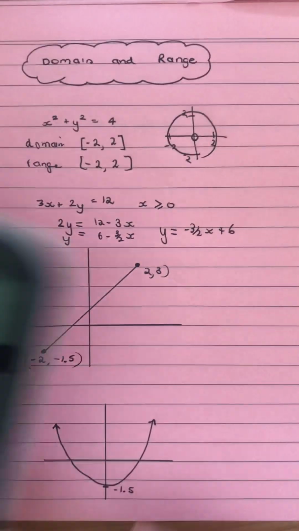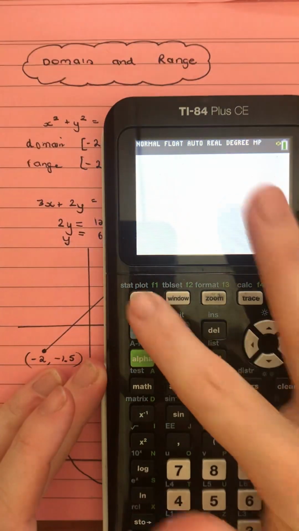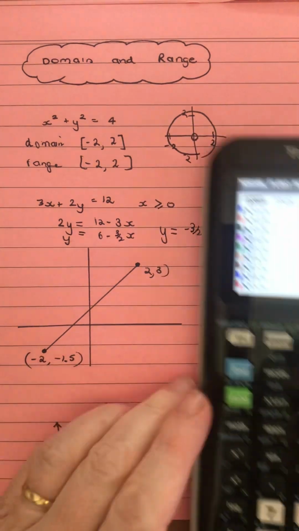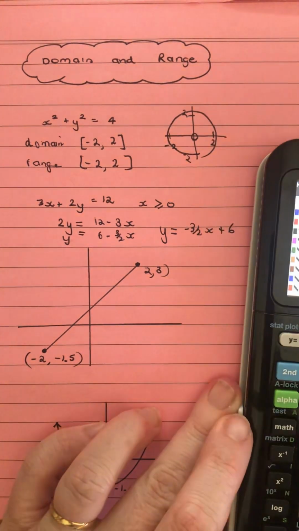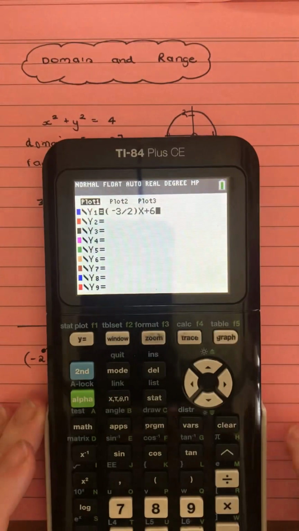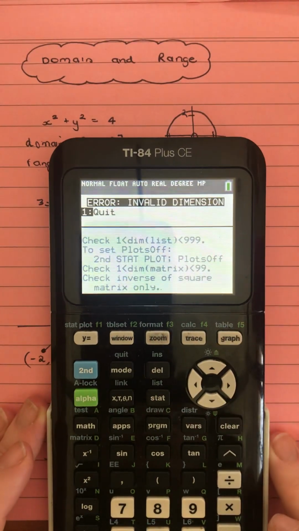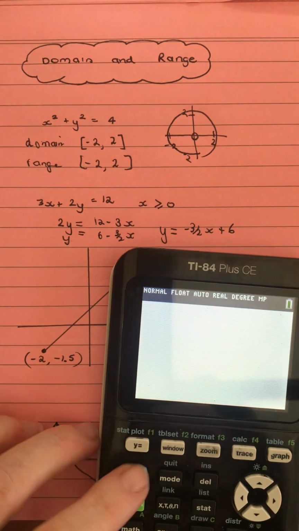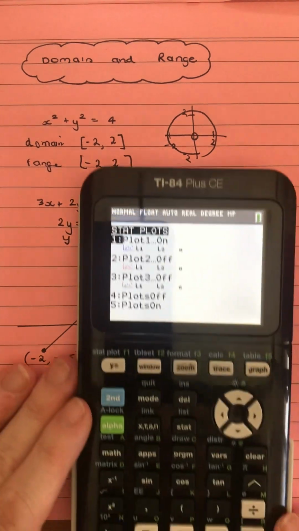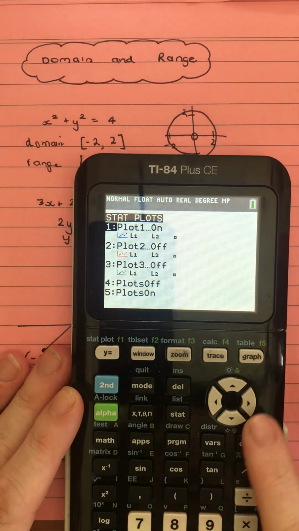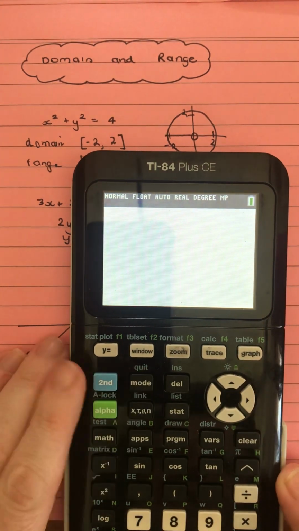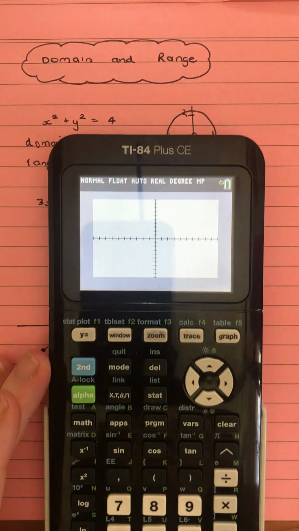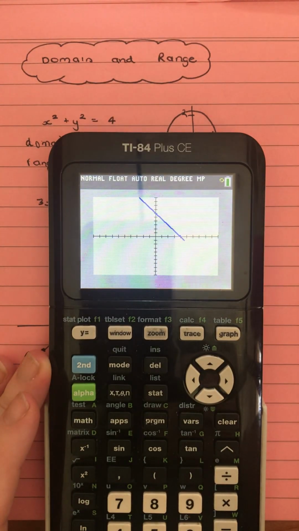Grabbing our calculator, popping that in our y equals, and then graphing that. And I think I have my stat plot on, which is why that isn't graphing correctly. So I need to turn that off, and then I should be right to graph. So here it is, there's the function there.